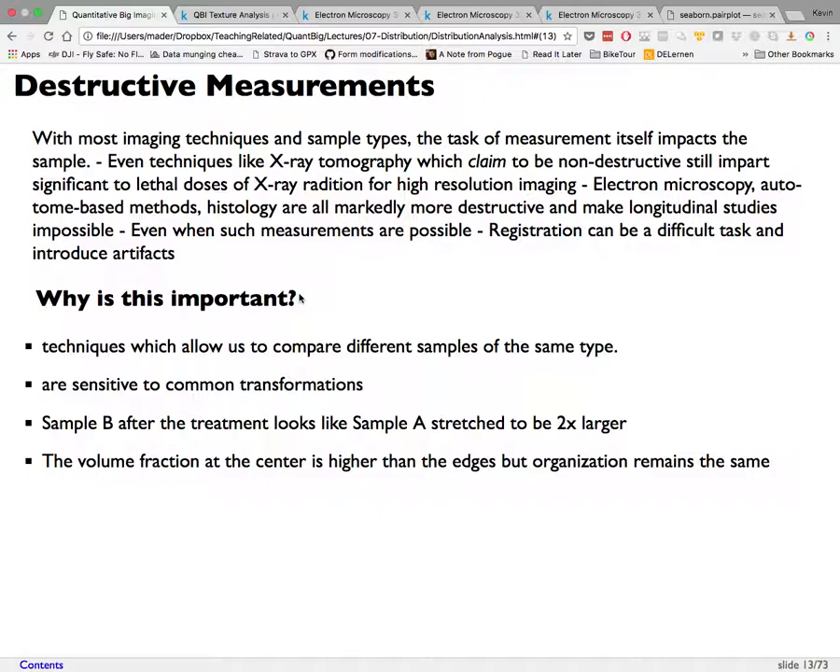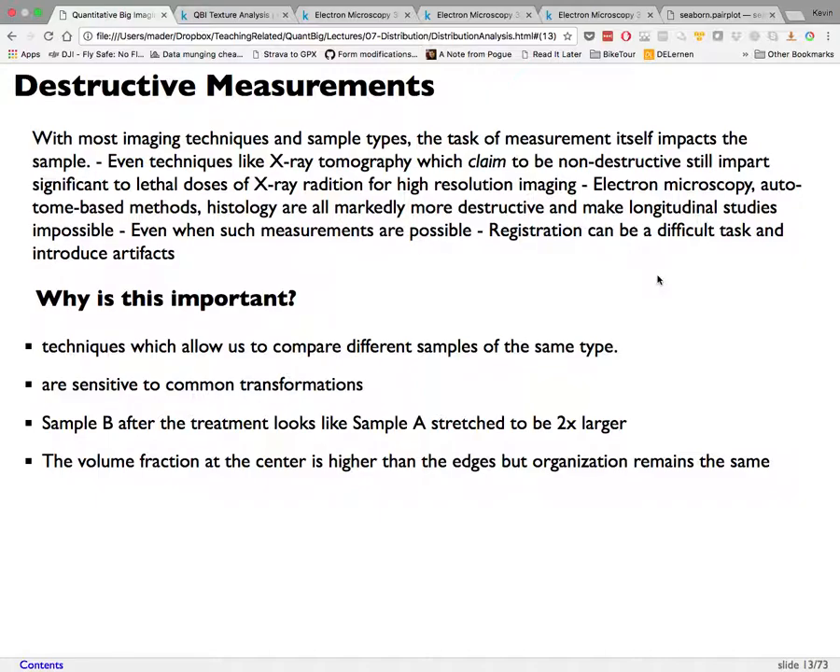One of the reasons why these things are quite important is because the measurement itself often affects the sample. Even measurements like X-ray tomography, which claim to be non-destructive, are still changing your sample. If you take your sample out of water, let it dry out, make a measurement, and then put it back in water, it's potentially very different than it looked before. If you're dealing with even higher resolution techniques at the nanometer scale, then you are very frequently completely destroying your sample.